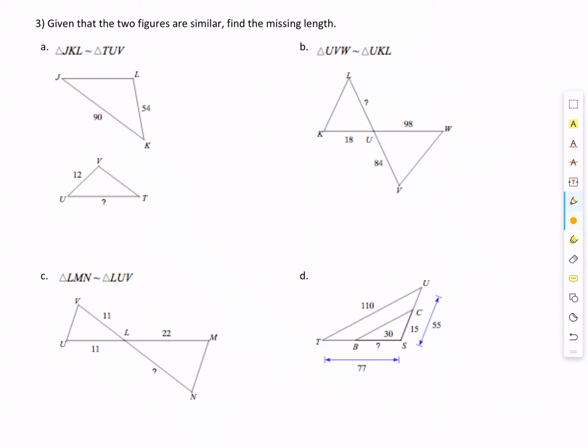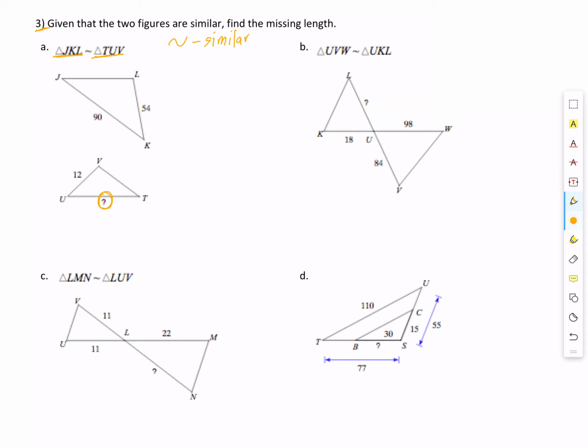So here, in number 3, it has us look at these different problems. It's telling us that we have this triangle. If we look at A, we have triangle JKL, and then it has a squiggly line. I'm zoomed in so you can't really see it very well. But it's saying those two triangles are similar. So again, if you see this symbol, that means that it's similar. Okay, so now it's asking us to find the missing length. So here we're looking at finding this mystery length right there.